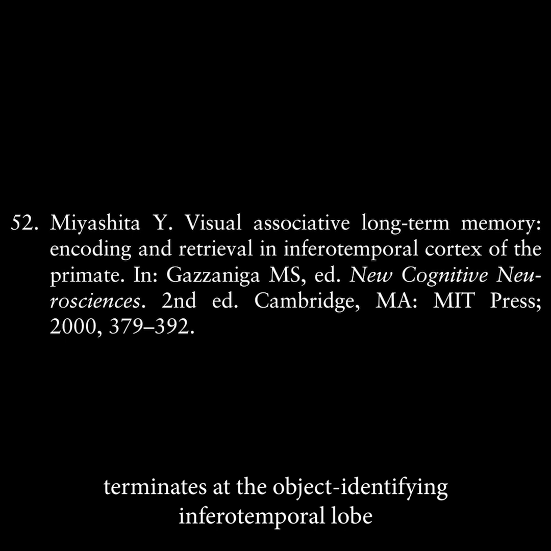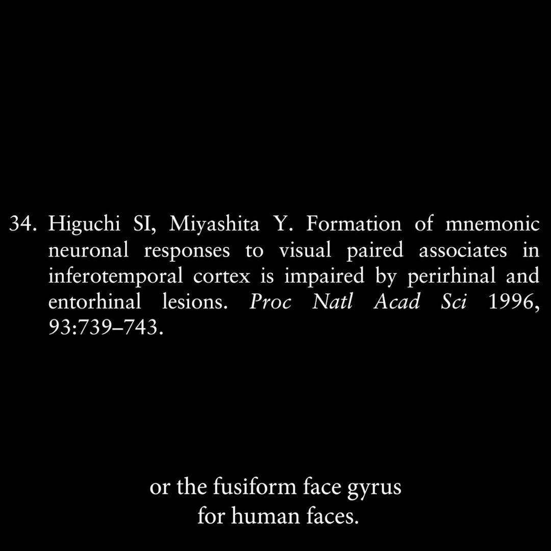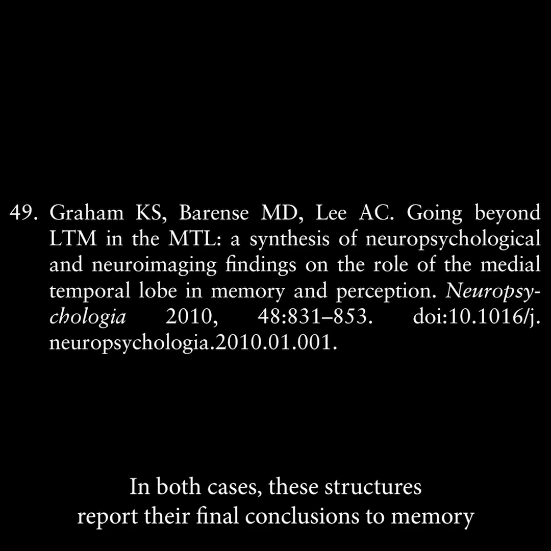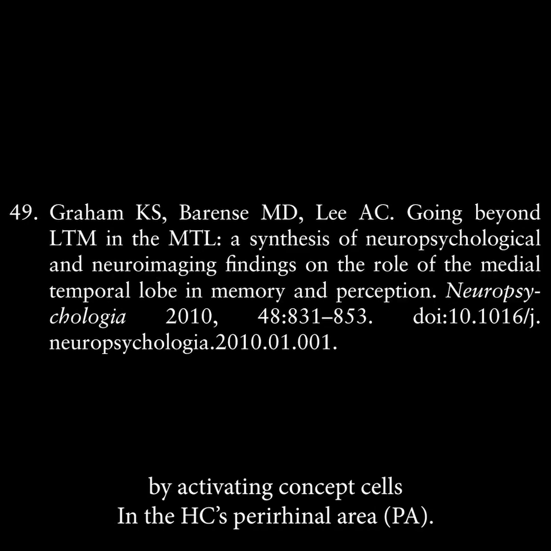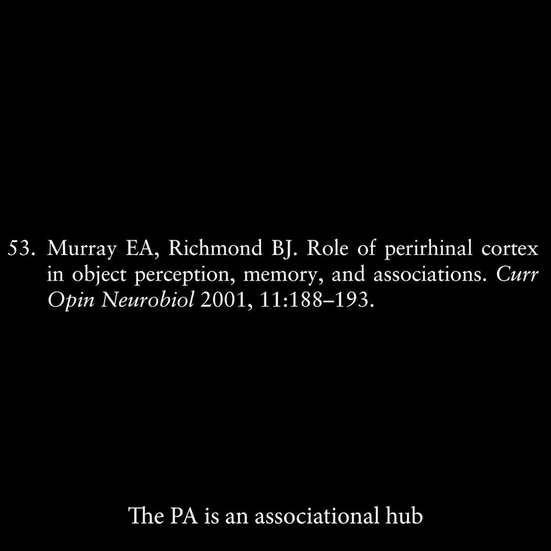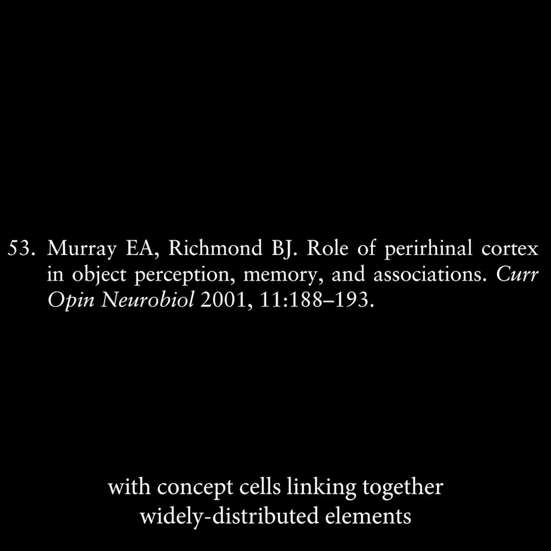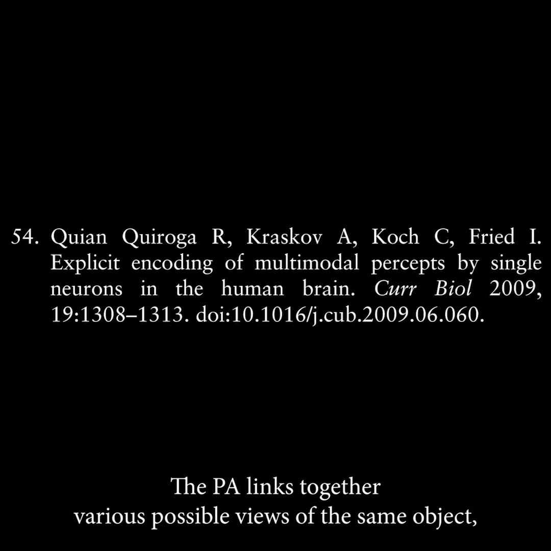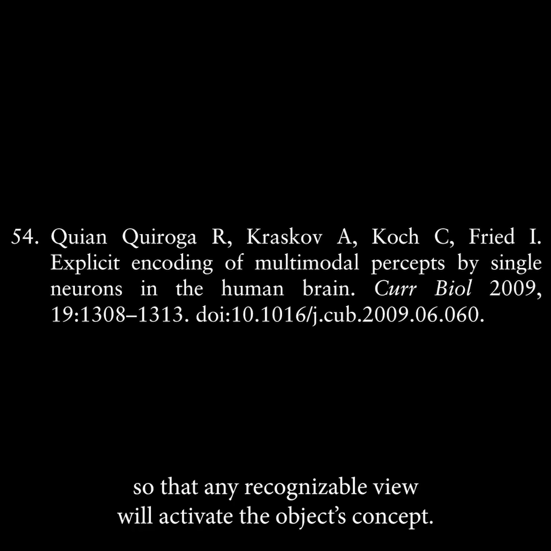The perirhinal area. The ventral visual system terminates at the object identifying inferotemporal lobe, or the fusiform face gyrus for human faces. In both cases, these structures report their final conclusions to memory by activating concept cells in the HC's perirhinal area, PA. The PA is an associational hub with concept cells linking together widely distributed elements of previously learned objects. Among other associations, the PA links together various possible views of the same object so that any recognizable view will activate the object's concept.